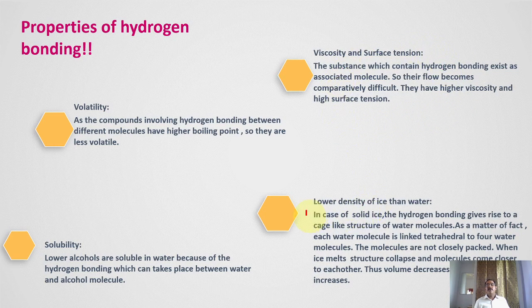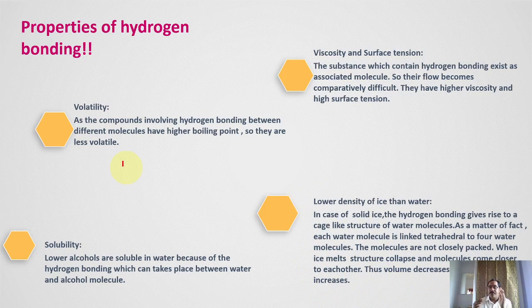Okay. So now, the low density of ice compared to water, which we have explained a little before. In the case of solid ice, the hydrogen bonding gives rise to a cage-like structure of water molecules. As a matter of fact, each molecule is linked tetrahedrally to 4 water molecules. The molecules are not closely packed. When ice melts, the structure collapses and more molecules come closer to each other. Thus, the volume decreases and density increases.